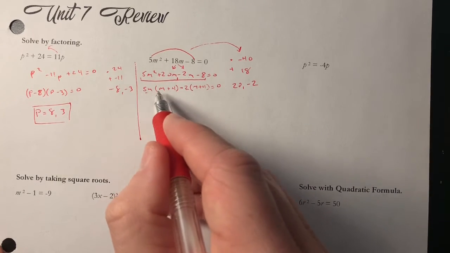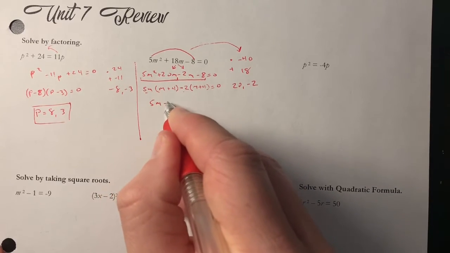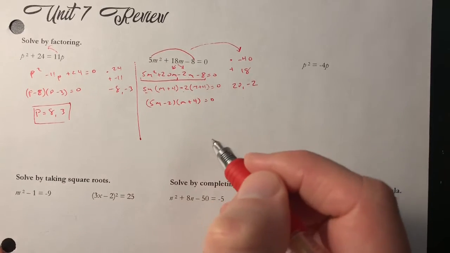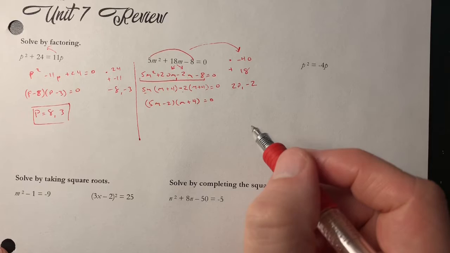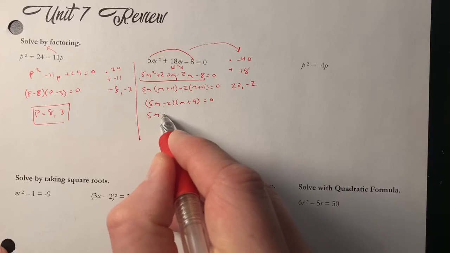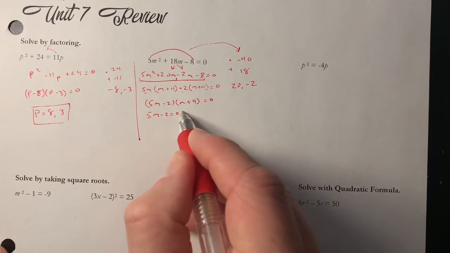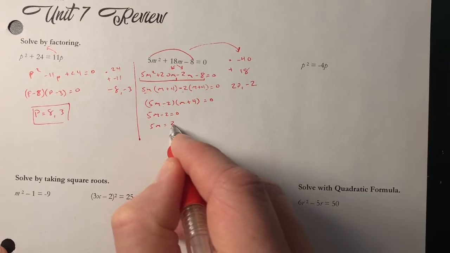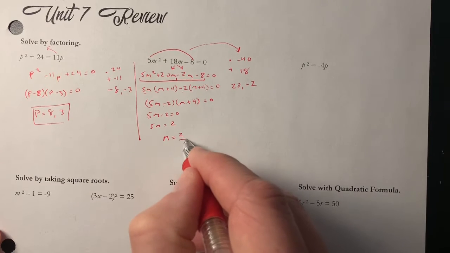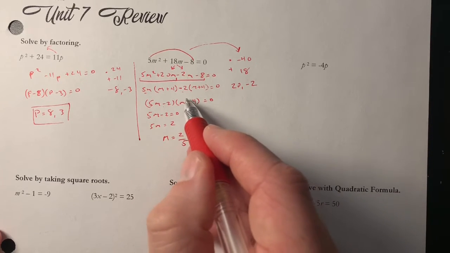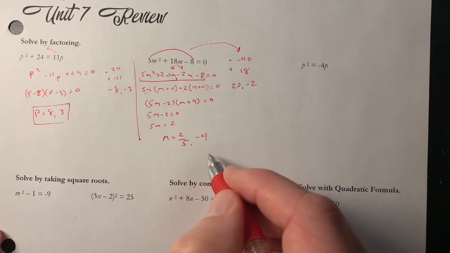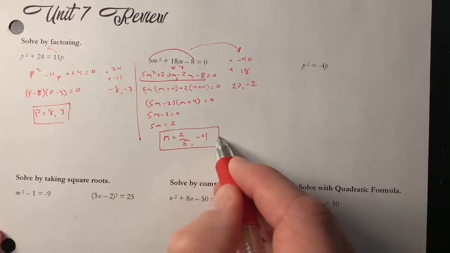So my factored form is 5m minus 2 times m plus 4 equals 0. I need to know what's going to make each of these two factors equal 0. I'll set the first factor equal to 0: 5m minus 2 equals 0. I'll move that 2 over. 5m equals positive 2, so m equals 2 divided by 5. What makes the other factor equal to 0 is a little bit easier. It's negative 4, since negative 4 plus 4 is 0. So my solutions are 2/5 and negative 4.